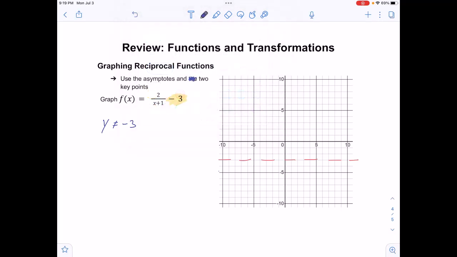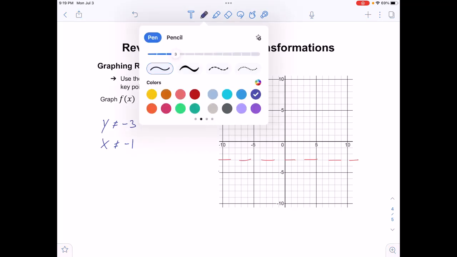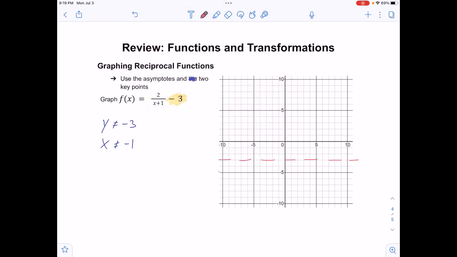We also know that our denominator for this function can never equal 0. So we know that x can never be equal to -1, because if it is equal to -1, then the denominator is 0 and we've broken maths. We can't do that. X cannot be equal to -1, so I'm going to draw that guy here as a vertical asymptote over here. And we know that our function is going to be located in 2 different quadrants here. It's just a matter of figuring out which ones.